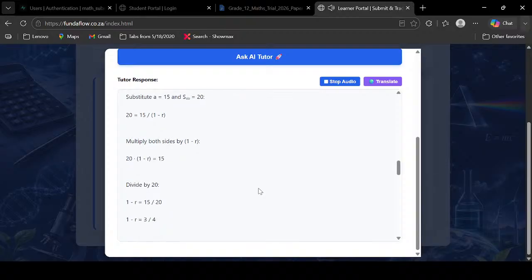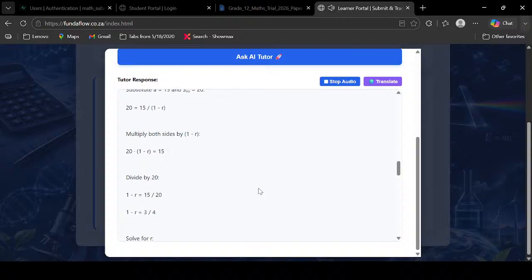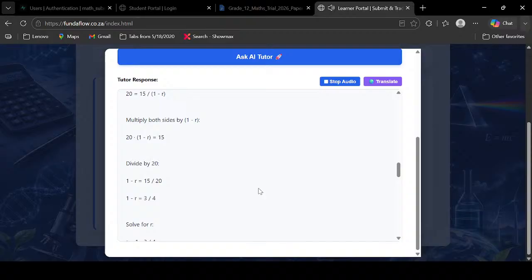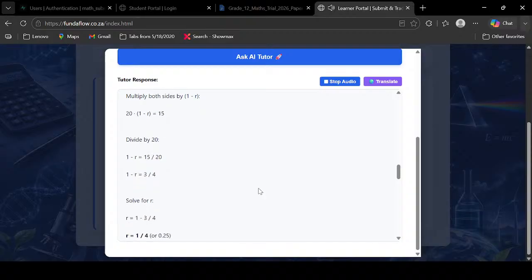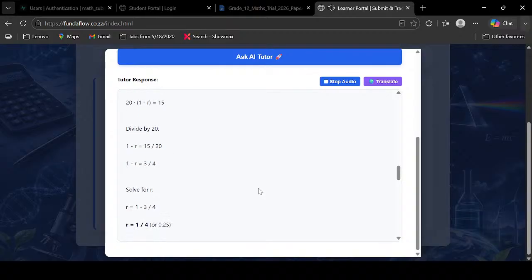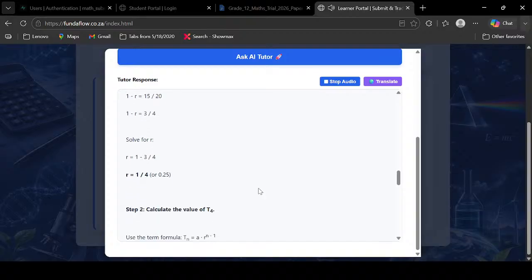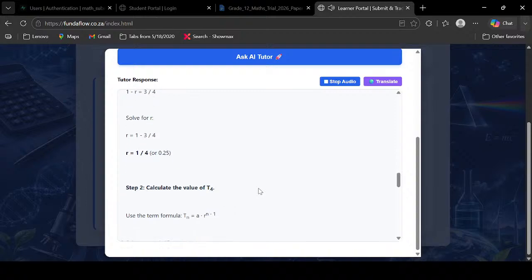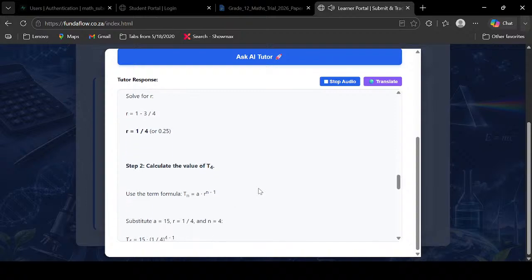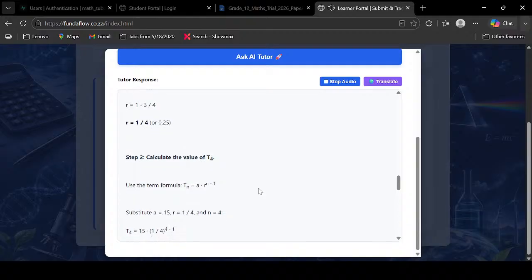20 equals 15/(1-r). Multiply both sides by (1-r). 20(1-r) equals 15. Divide by 20. 1-r equals 15/20. 1-r equals 3/4. Solve for r. r equals 1 - 3/4. r equals 1/4, or 0.25.